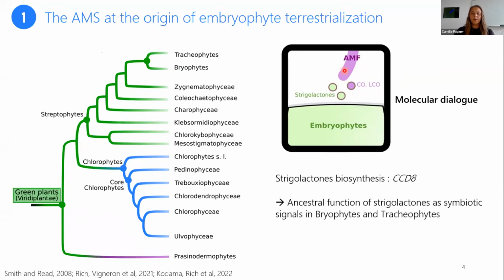And recently, work conducted in the team about the strigolactone biosynthesis gene called CCD8 showed that strigolactone have an ancestral function as symbiotic signals in both bryophytes and tracheophytes, which shows that the ability to form this arbuscular mycorrhizal symbiosis was acquired in the ancestor of all the land plants about 450 million years ago.